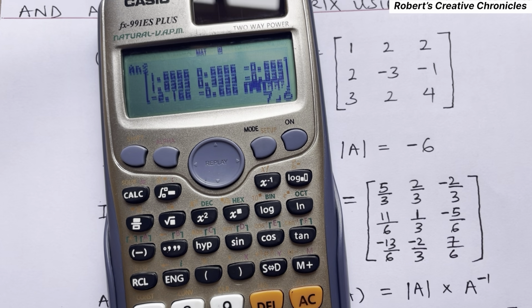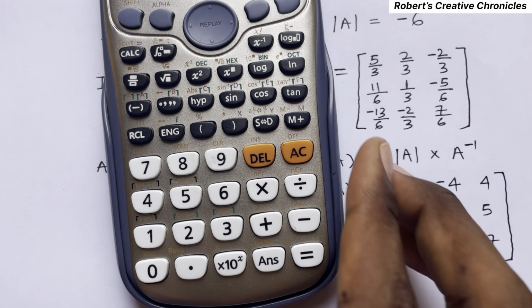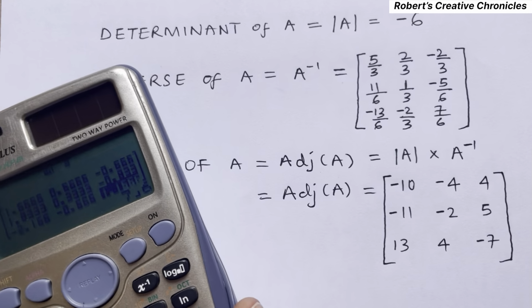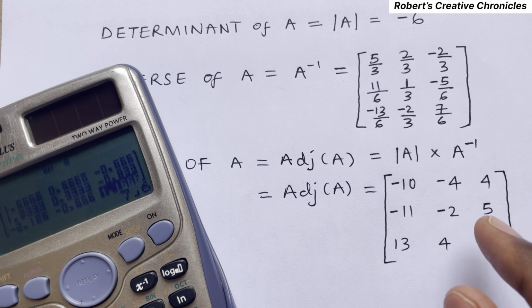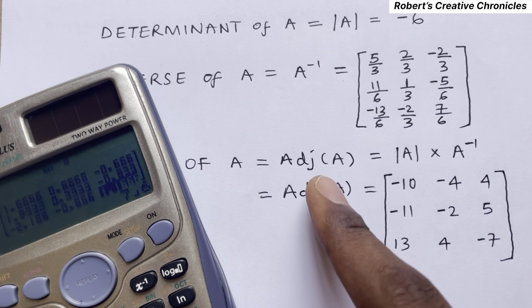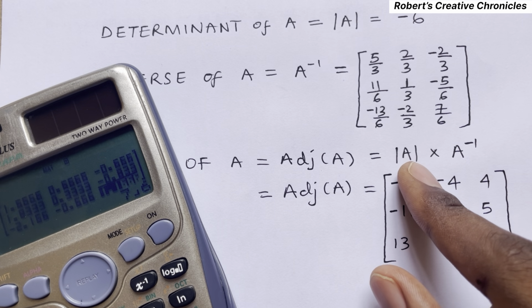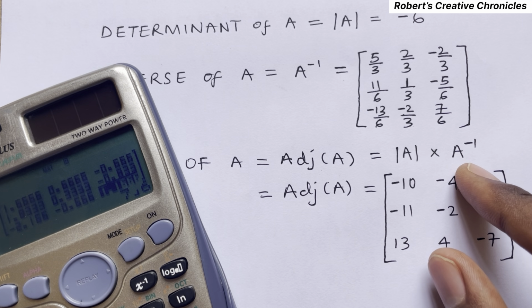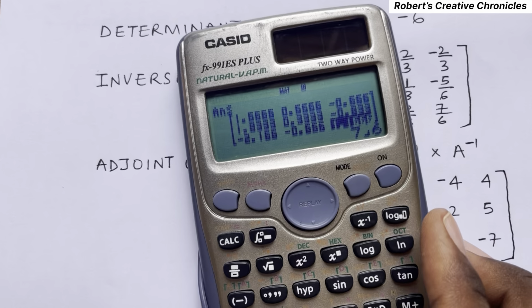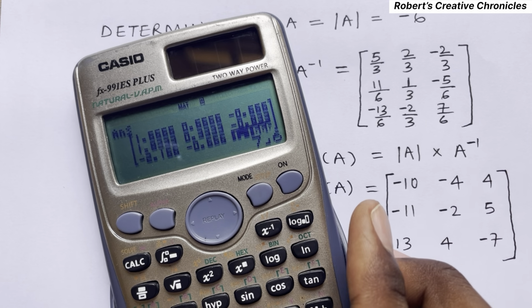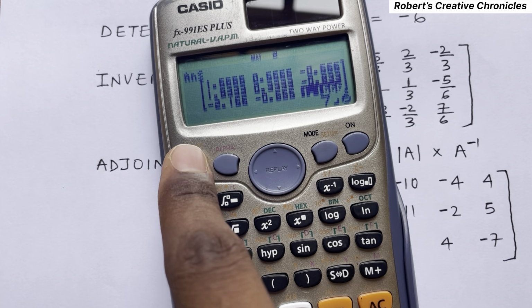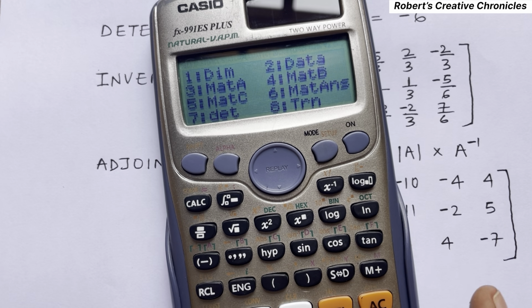Then the final one, the adjoint of this matrix. For the adjoint of this matrix, you are going to use a formula. It is given by the determinant multiplied by the inverse. So we have gotten the determinant and the inverse. You can also use the calculator. You press shift and matrix.